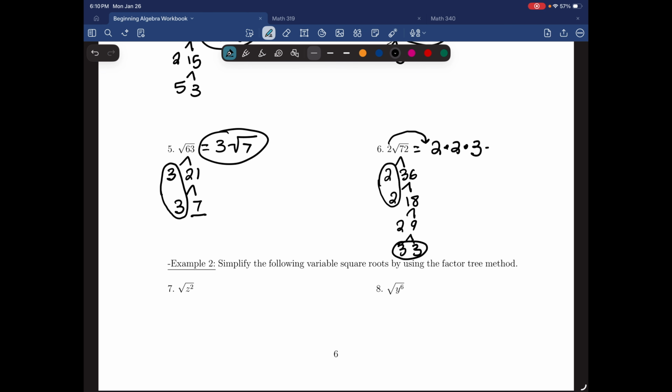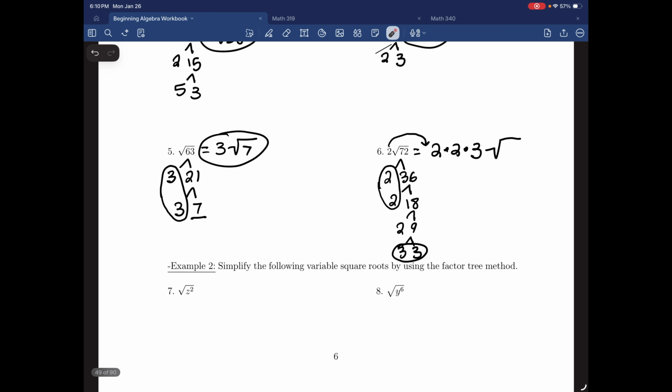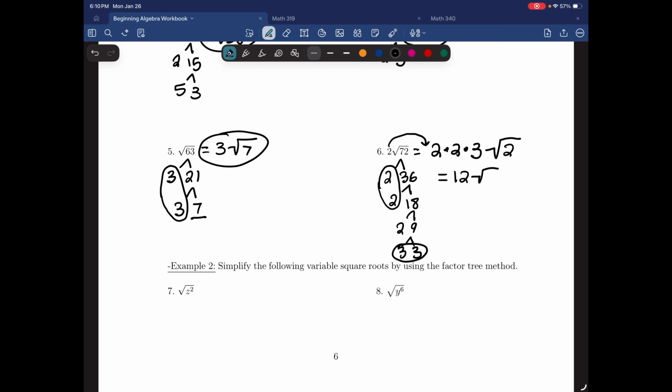And now I have to look, are there any numbers that are on their own in this factor tree, either to the left or on the bottom? Well, we have a number here, 2, which is all on its own. So I'm going to write that here. And now all we have to do is simplify. So 2 times 2 is 4. And then 4 times 3 is 12. So we're going to get 12 root 2 as your final answer.